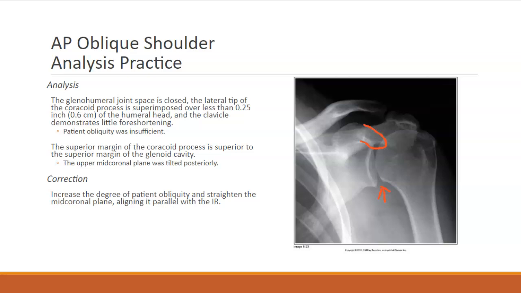Another positioning error is also that mid-coronal plane tilt. The upper portion of this coracoid process right here should be aligned with the superior margin of the glenoid cavity here. And see, we have some distance, which should indicate to you we have a little bit of upper mid-coronal plane tilt, which is posterior. So you want to ensure that the patient's MCP is parallel with the IR when taking a corrective repeat image.